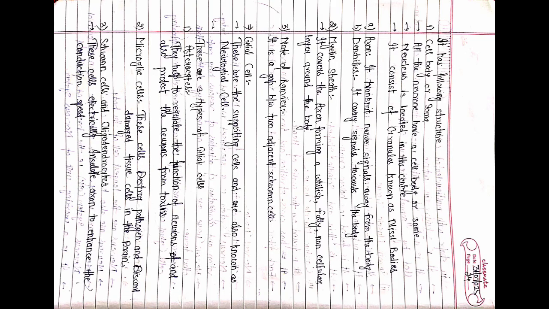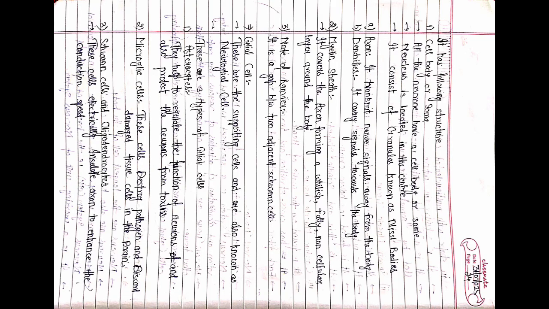Neurons. Neurons are the longest cells of the body. Neurons are also known as nerve cells. They have the following structure. 1. Cell body or soma. All the neurons have a cell body or soma. The nucleus is located in the center. It consists of organelles known as Nissl bodies.